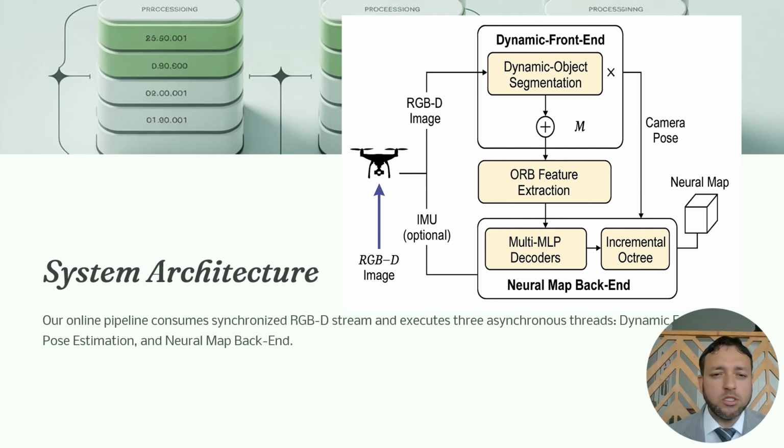Now, in our pipeline, we have three asynchronous threads over synchronized RGB-D: a dynamic front end to detect movers, pose estimation for robust tracking, and a neural map back end for fast multi-scale surface updates using an octree.